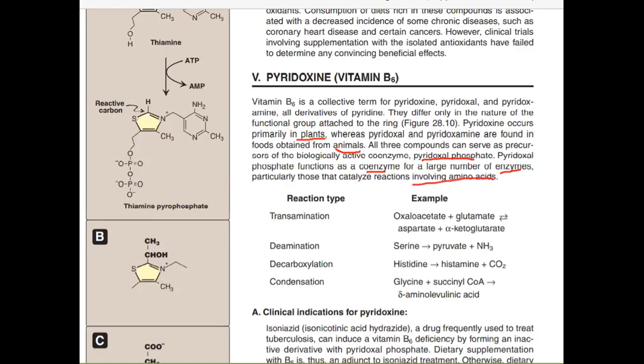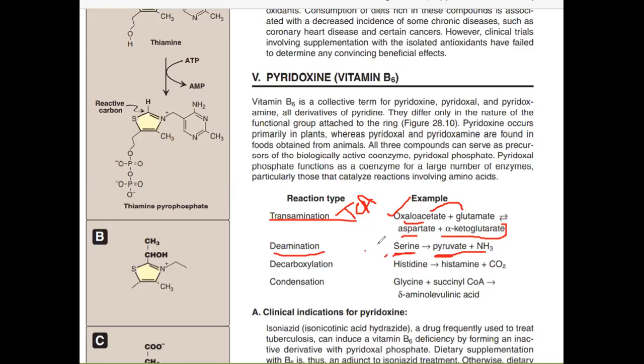So now you see, these are all the details that you just read. Transamination: oxaloacetate from your TCA cycle is converted to glutamate. Glutamate and oxaloacetate combine and form aspartate and alpha ketoglutarate, also a product of your TCA cycle. So transamination is going on in your TCA cycle, and you form AST and ALT from here, which are liver enzymes. And then deamination, where serine is converted into pyruvate and amine.